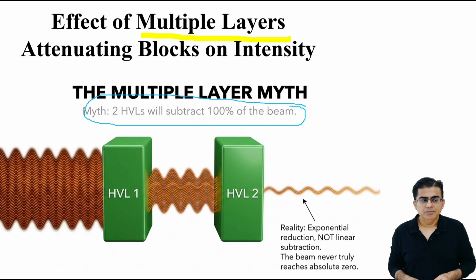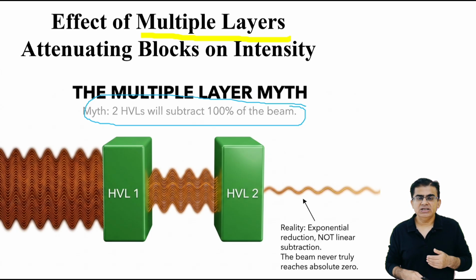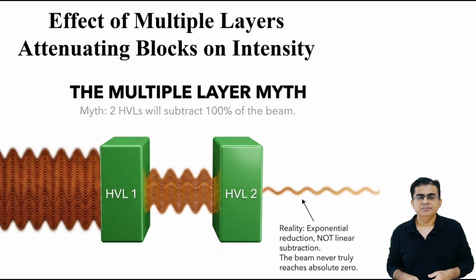This is because beam attenuation is a continuous exponential reduction. It is absolutely not a simple linear subtraction. The second block will only remove 50% of the smaller remainder that enters it. Understanding this major difference is absolutely vital for your daily radiation shielding and safety.